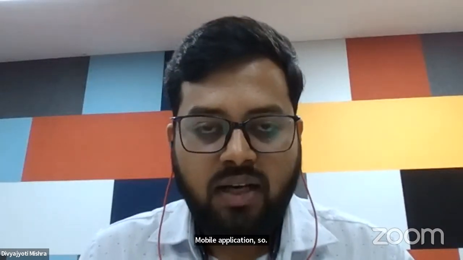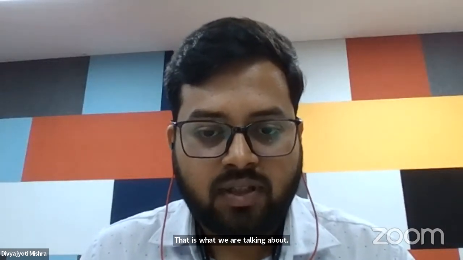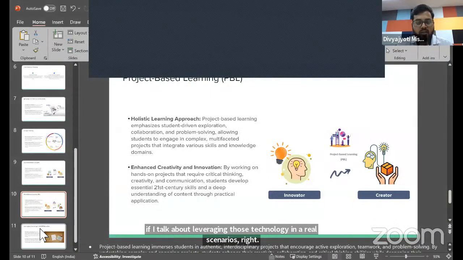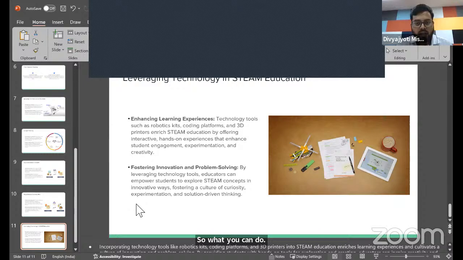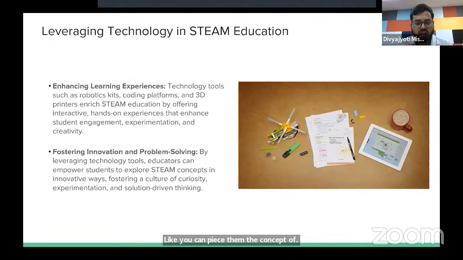And if I talk about leveraging those technologies in real world scenarios, what you can do is teach them the concept of robotics. You can teach them through the concept of coding or using the STEM concept, even the materials that are available to them, because these are the practical skills that need to be developed among the students.